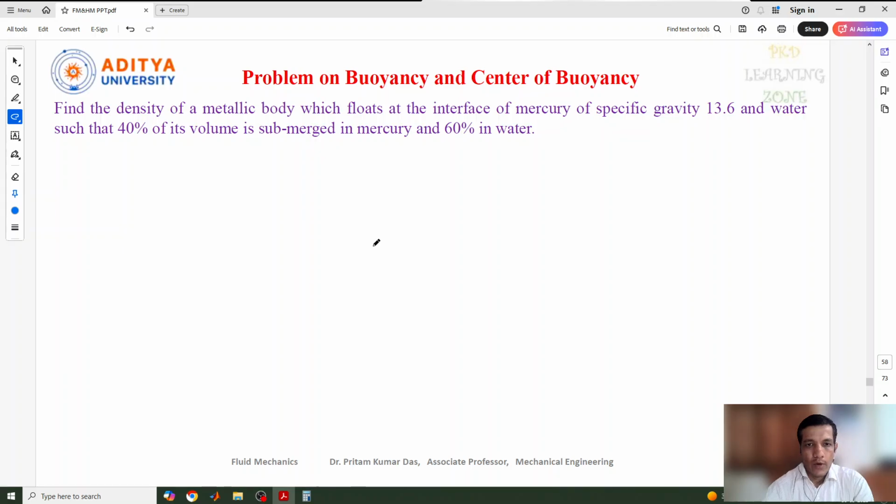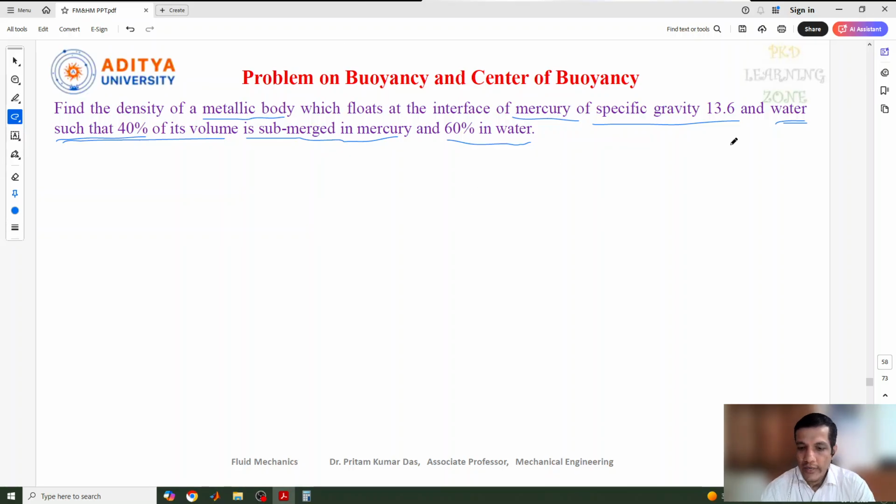So let's see one more problem related to this. Find the density of a metallic body which floats at the interface of mercury of specific gravity given here, and water, such that 40% of its volume is submerged in mercury and 60% is in water. It's some different kind of thing given, it is not a single liquid.